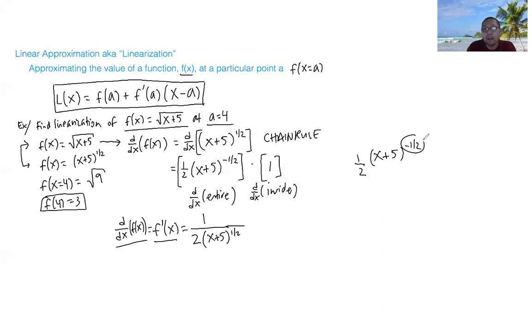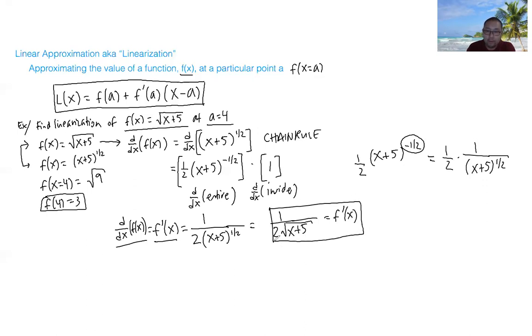means that you're going to take the reciprocal and then your exponent is going to be positive, meaning the 1/2 is the same. Instead of x plus 5 raised to the negative 1/2, you're going to have 1 over x plus 5 raised to the positive 1/2. This is the same thing as the square root of x plus 5, over 2 times the square root of x plus 5.